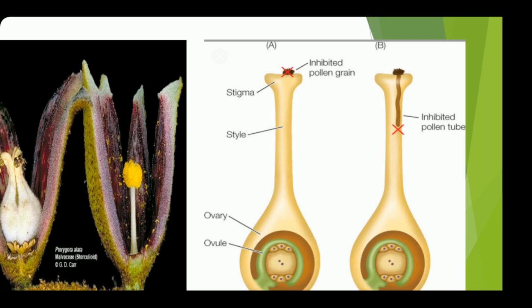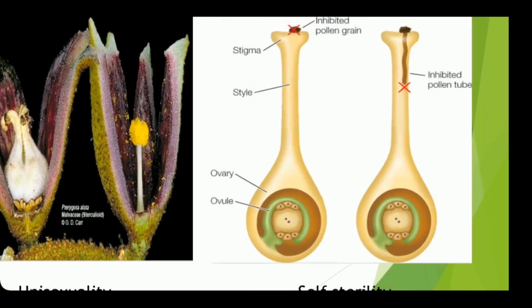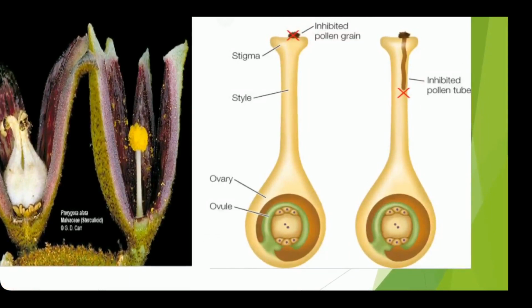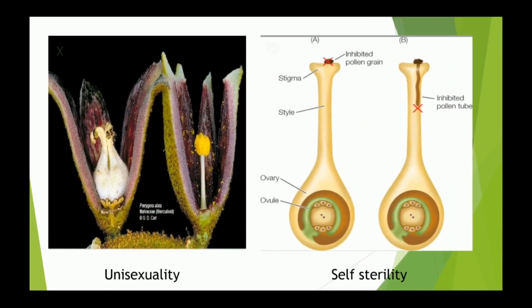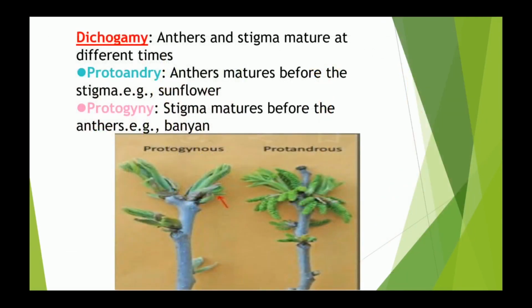So in both conditions, the pollen tube is unable to reach the ovary, and that's how we can say it is self sterility. But the same pollen grain, when it falls on the stigma of a different flower, is able to produce a pollen tube and can reach the ovary and ovule.